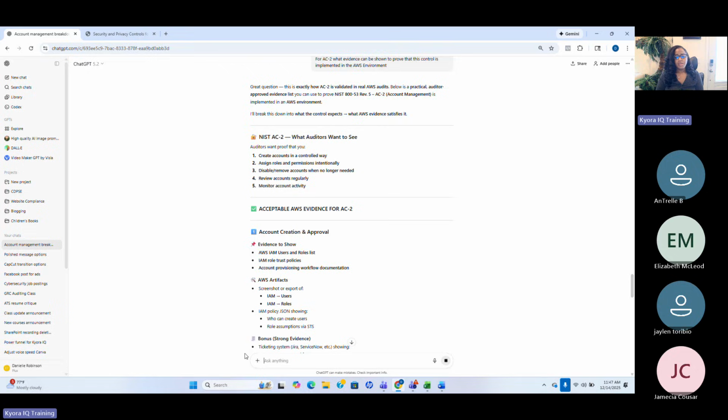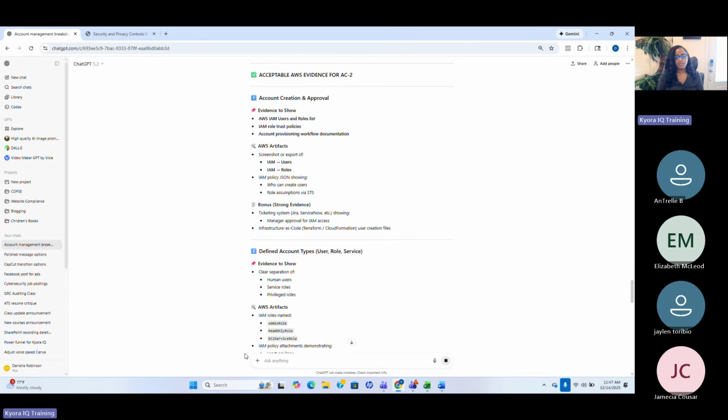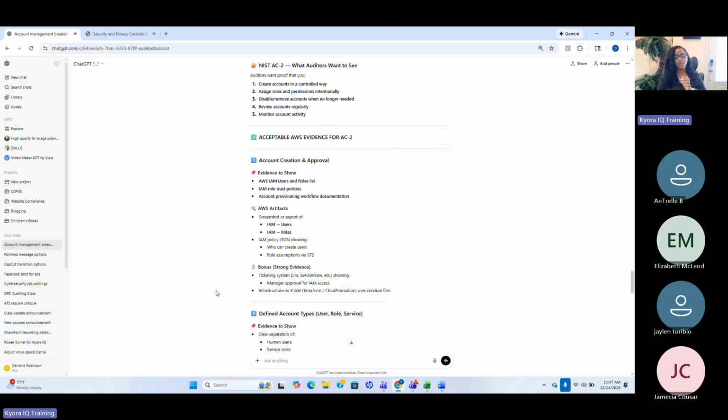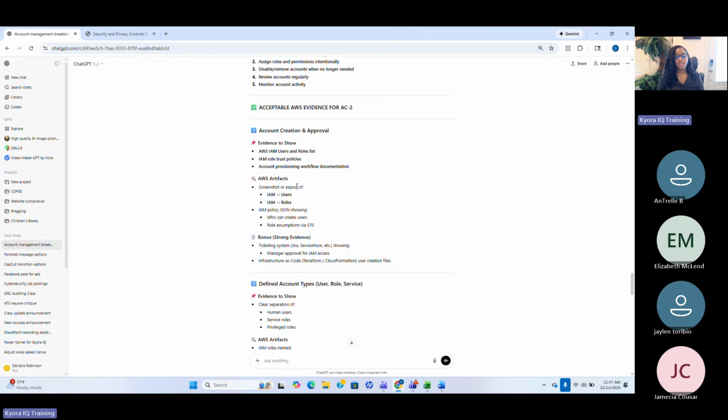Right. So for one, that's a lot of different stuff. You're going to have different evidence that may need to be presented depending on the scope of the audit. They may say we only want to audit AC2 or PRIN 1. So let's say account creation and approval. Evidence to show that would be AWS IAM users and roles list, IAM role trust policies, and account provisioning workflow documentation.